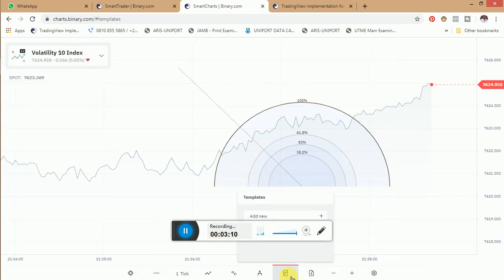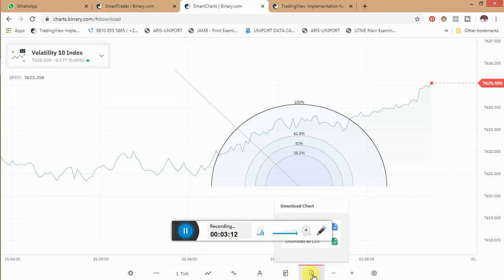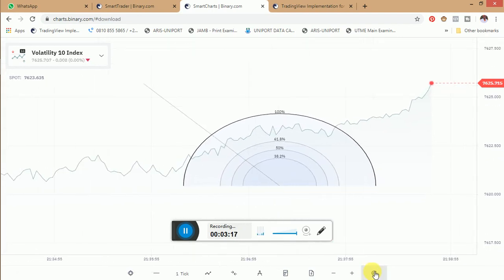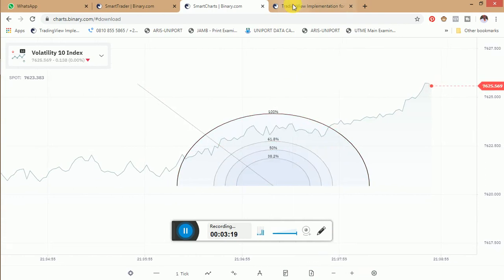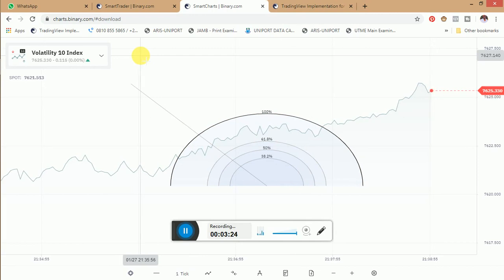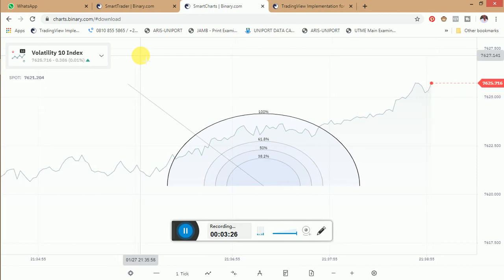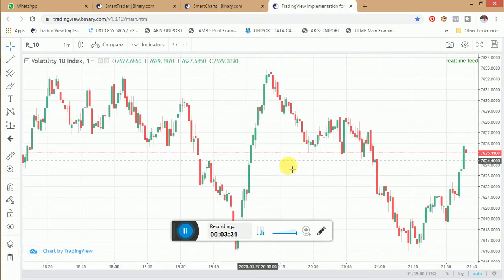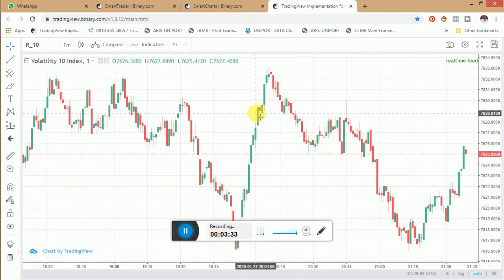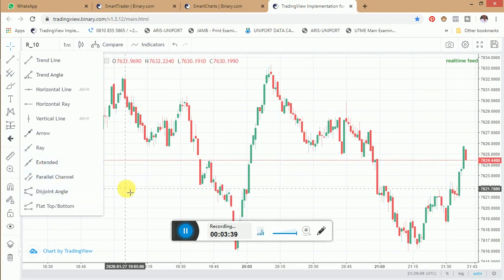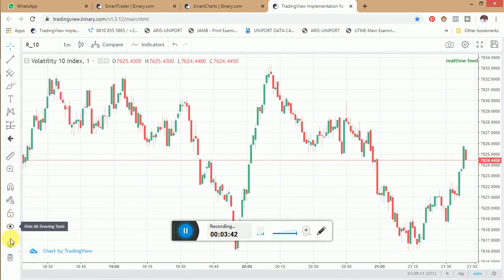Then here, all these ones are for increasing and decreasing the chart, and settings. That's about smart chart. I'm just explaining. You don't really need much, but I'm just explaining because you might want to try using it later. Then for this particular one that we are going to be obsessed with, this tab here that I've not explained, here is where you get all the drawing tools.